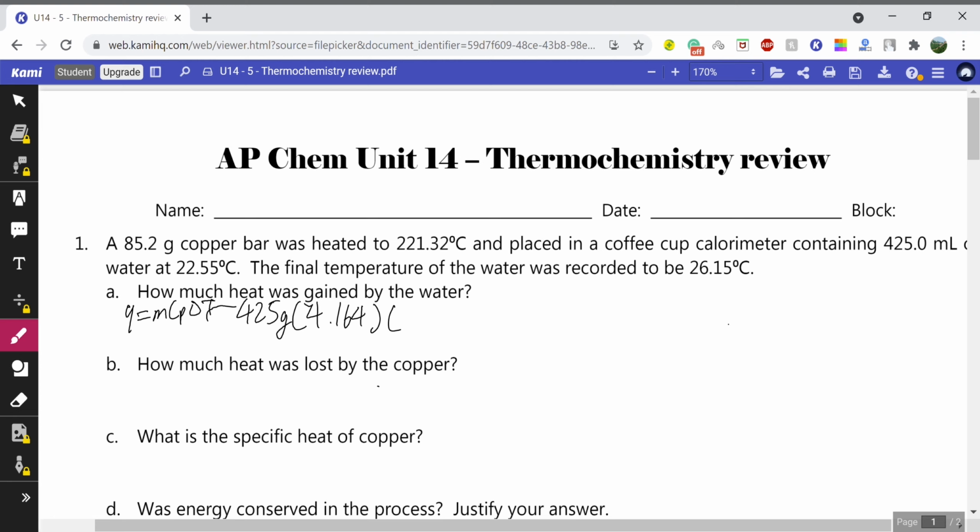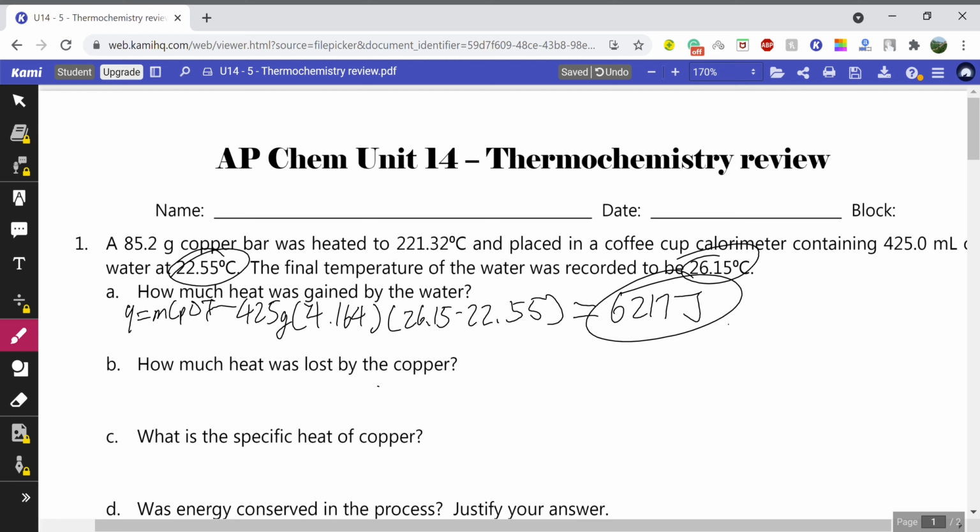What is the changing temperature? It starts from 22.55 and ends at 26.15. So 26.15 minus 22.55, and we will get 425 times 4.184 times 26.15 minus 22.55. We get 6217 joules, about 6220.